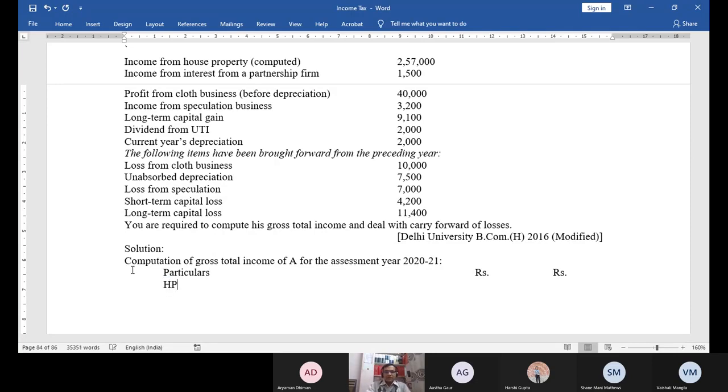Now HP, then blank, then income from interest from partnership firm. Can you tell me under which head this interest income will be shown? Anyone who can tell me the answer? Under which head will this income be shown?